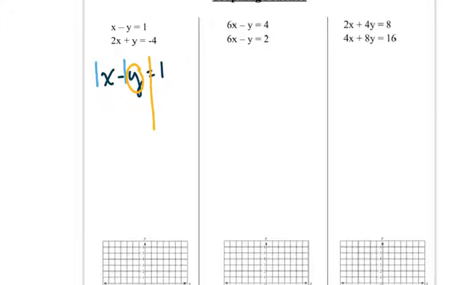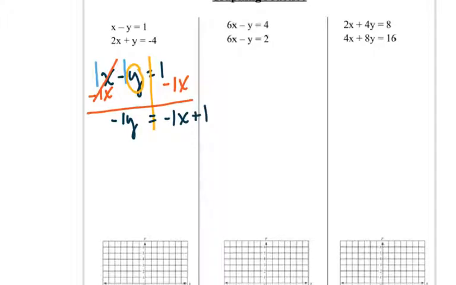So just like on that first page, we need to solve for y. To solve for y, we subtract our x to the other side. That leaves me with negative 1y equals negative 1x plus 1. We need to get y by itself, so we divide every single piece by negative 1. That leaves me with y equals 1x minus 1.